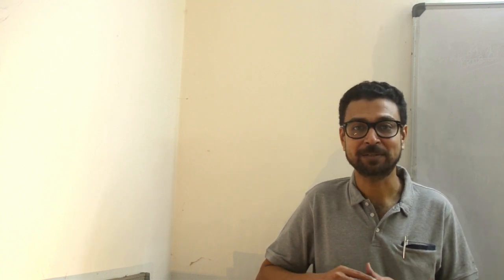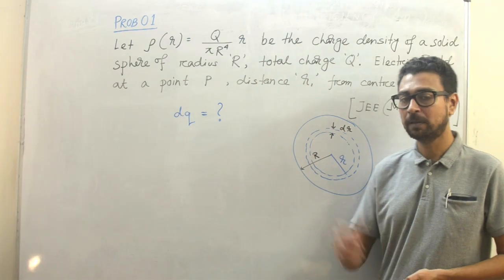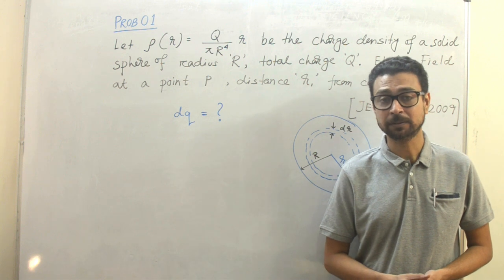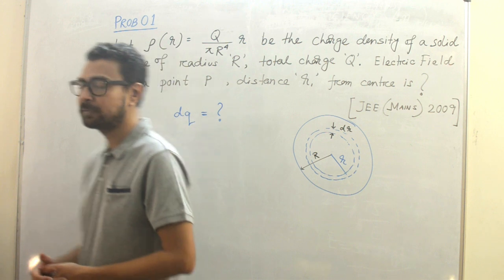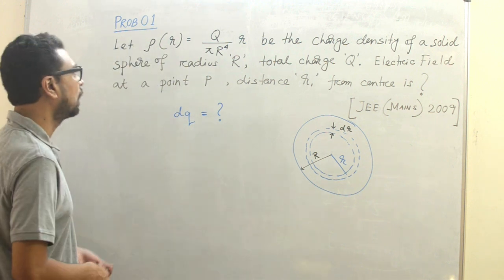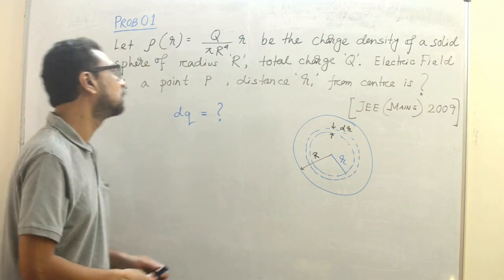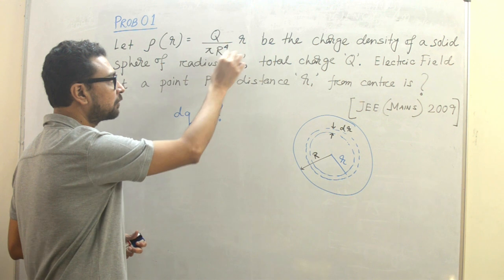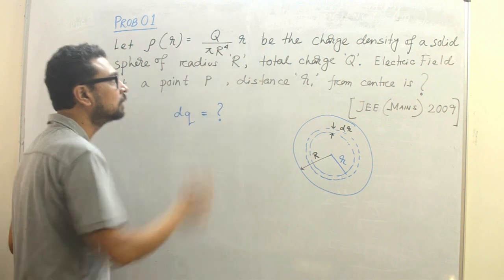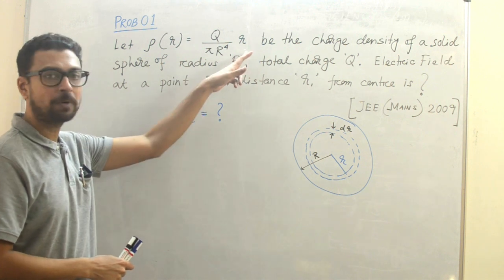A very interesting one. Let's do it. So I was telling you, we'll start with a very interesting problem for this Half a Dozen related to Gauss's theorem. Now let us read the problem first. They have given us the statement that rho(r) is a function which is illustrated as Q by pi R to the power 4 into r. So rho(r) is equal to capital Q divided by pi R to the power 4, small r.